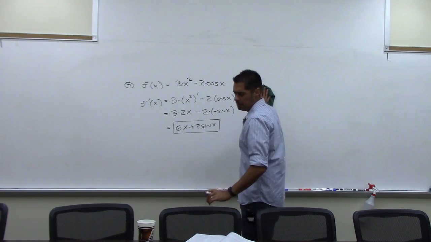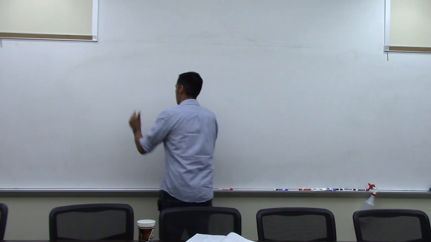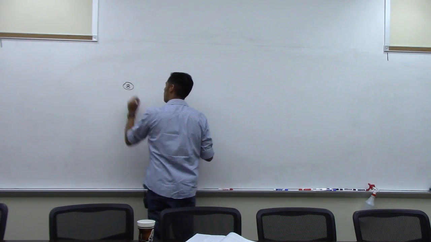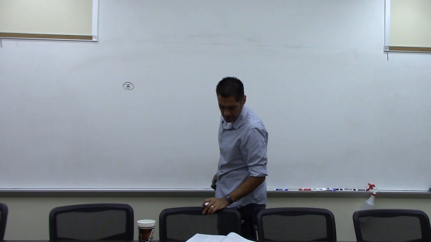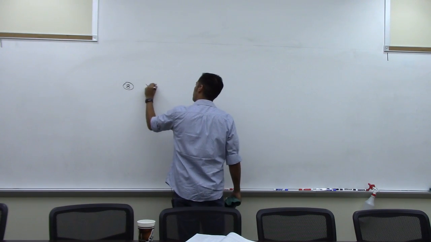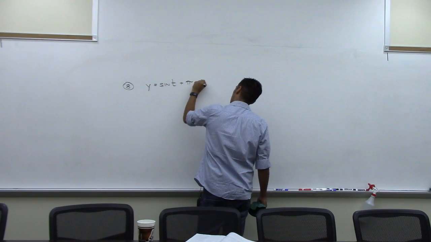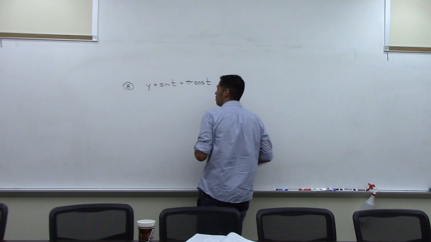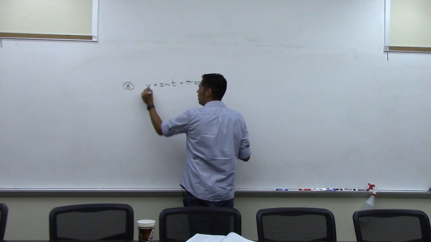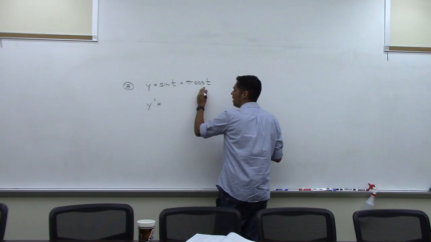Number 8. y equals sine t plus pi cosine t. All right, so I want the derivative, so my notation's a little different here. Derivative of this, I write y prime equals, now I have 2 terms, I can do them separately.